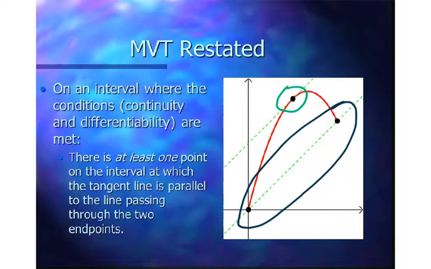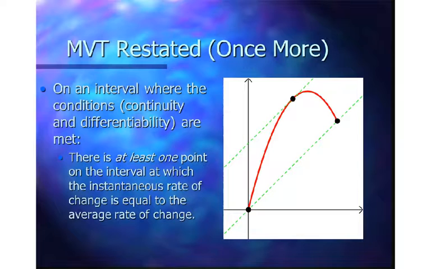Okay. Another way of restating that, one more time, would be to say that when the conditions are met, there must be at least one point on that interval where the instantaneous rate of change, f prime of c, is equal to the average rate of change, f of b minus f of a over b minus a. Just three ways of stating the same theorem. One of them is very mathematical. The others are more interpreting what's going on in that case.